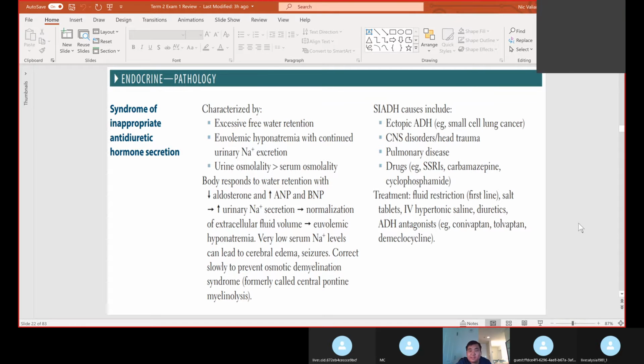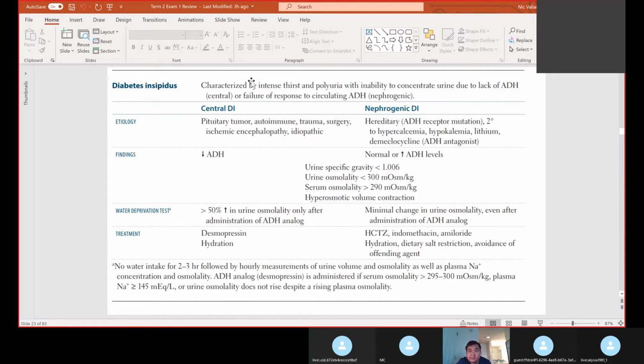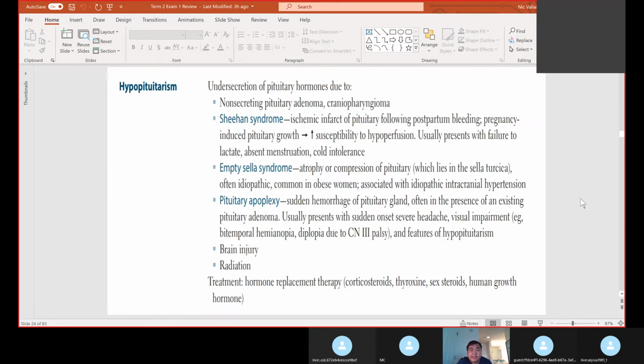Know what happens to urine concentration for SIADH. We talked about that. Know what happens to serum plasma concentration. And compare and contrast diabetes insipidus with SIADH. Here is another good slide, the central DI and nephrogenic DI that we talked about. Next, high yield, hypopituitarism.